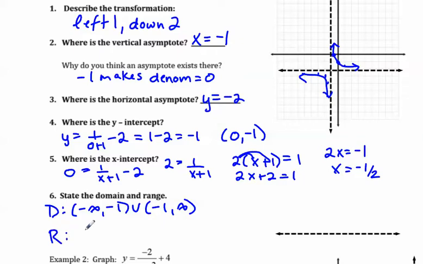Your range starts at the bottom at -infinity, and it goes up to -2, but you have to leave that number out. So -infinity to -2, start right up again after -2, and go to positive infinity.